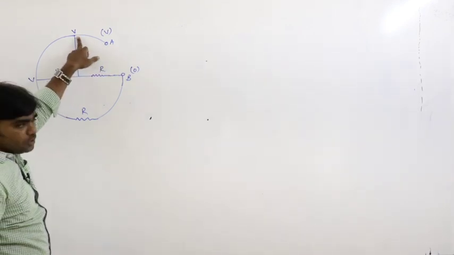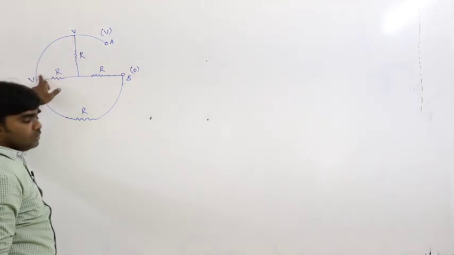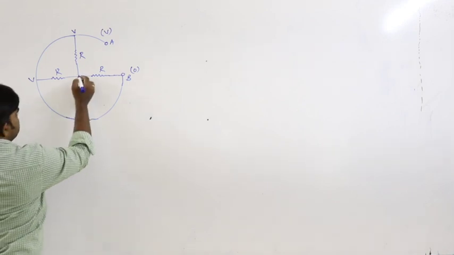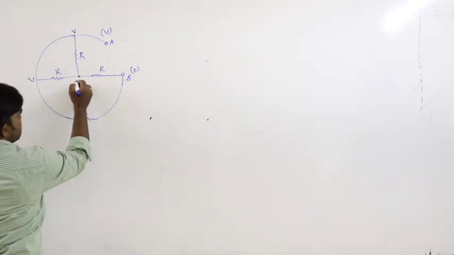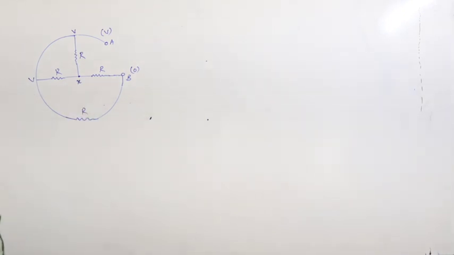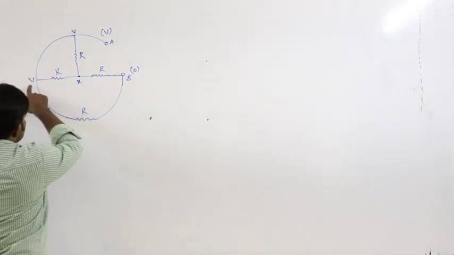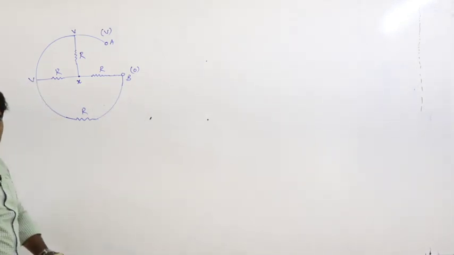From here to here potential is V because there is no resistance. From here to here also no resistance. So potential is V. And here to here having certain resistance. Let us say the potential at this point is X. So next here is a resistance. So that's why current flows from this position to this position. That is the scenario here.